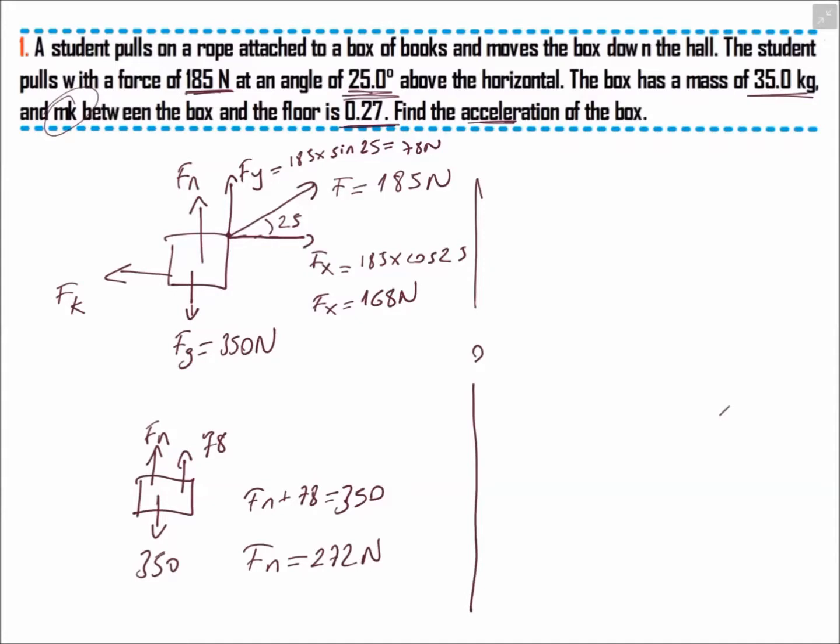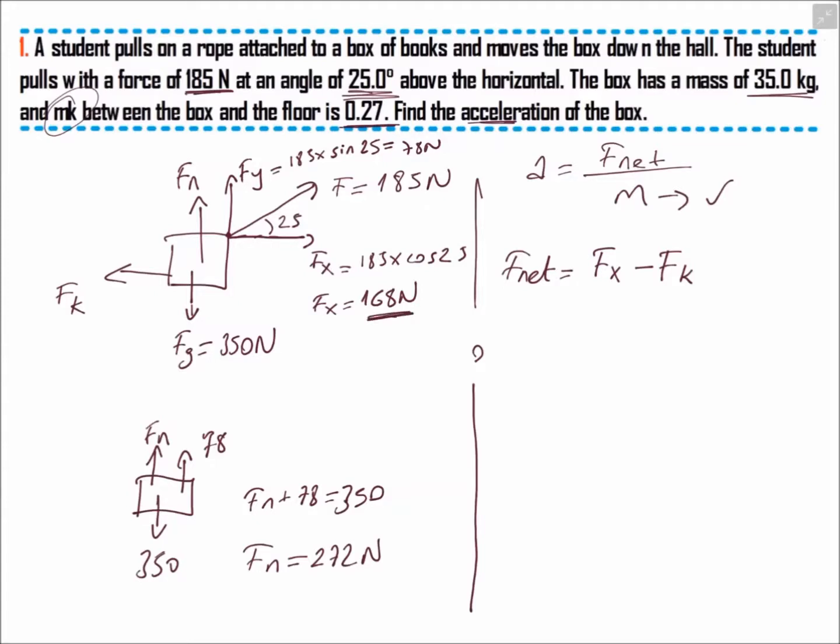Then next step, we have to find the acceleration. So acceleration equals F net over mass. The mass of the object is given, we know it. If we calculate the net force, that means we already solved the question. And the F net in this question, the object moves in the horizontal line in the direction of Fx. So net force here will be Fx minus Fk. And Fx we calculated 168.